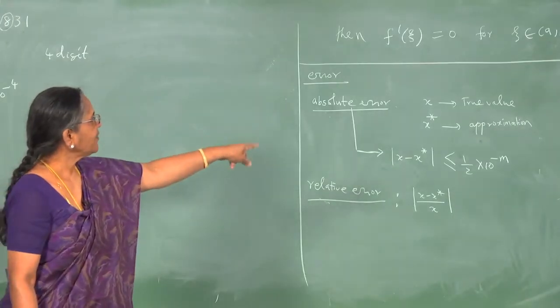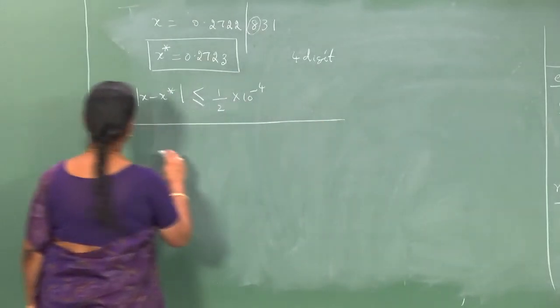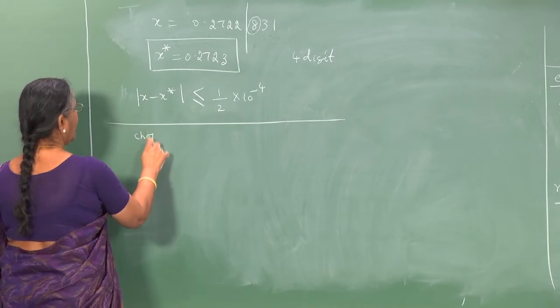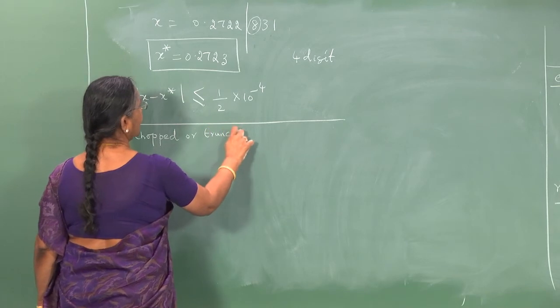Let us now see another way of approximation of a positive real number, namely the chopped or truncated approximation.